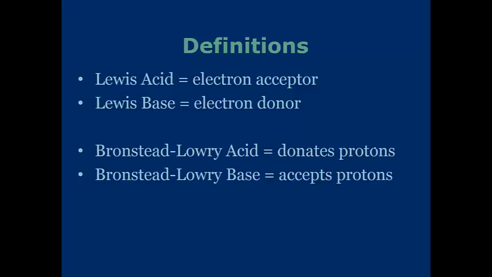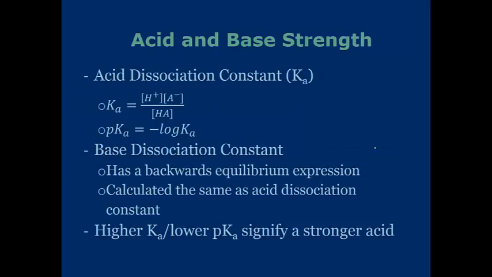Bronsted-Lowry acids donate protons, and Bronsted-Lowry bases accept protons. Lewis acids accept electrons, Bronsted-Lowry acids donate protons. Lewis bases donate electrons and Bronsted-Lowry bases accept protons. However you keep these straight is up to you, but just make sure you know these distinctions. These definitions in particular will be tested.